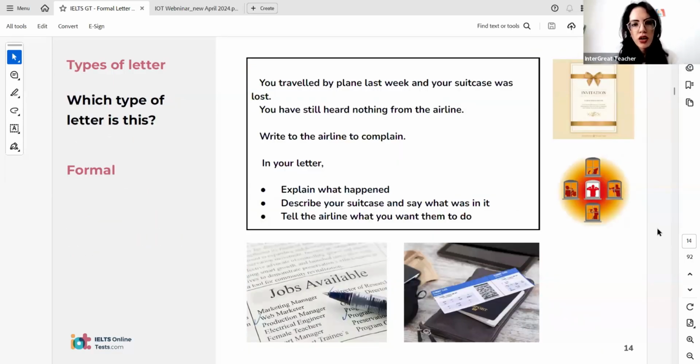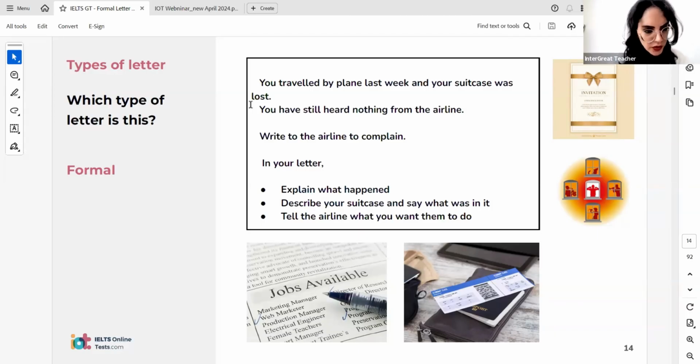Oh no, it's actually another topic. We didn't talk about it. So let's read it together. You traveled by plane last week and your suitcase was lost. You've still heard nothing from the airline. Write to the airline and include this detail because you want to complain. Obviously, it's a formal letter, right? Because we're just writing to an airline. Yeah, we all agree that this is formal.